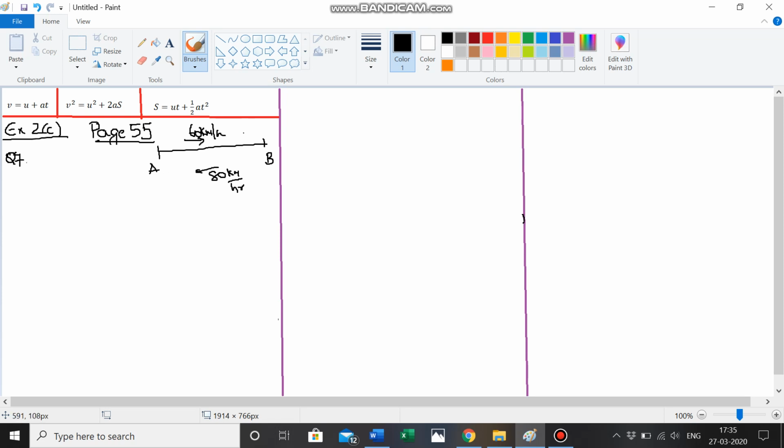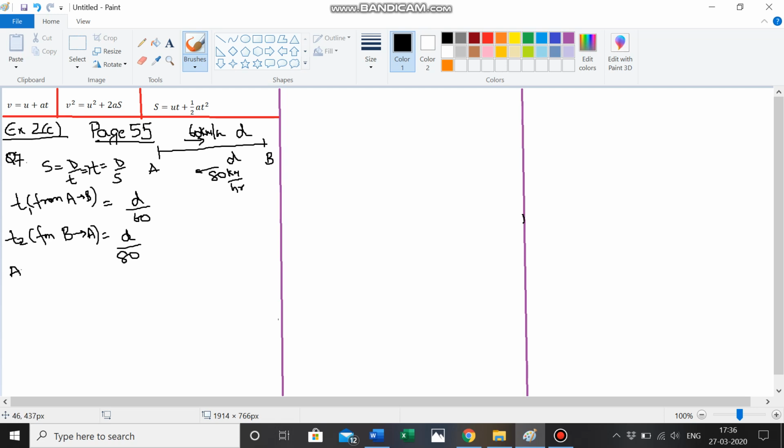Now the distance is not given, so let's take this distance as d. So obviously this distance is also d. Let's calculate t first, which is from A to B. Now I know the formula speed is equal to distance upon time, which means time is equal to distance upon speed. So distance is d, speed is 60. This is my time 1. Time 2, which is from B to A, is again distance upon speed, which is d upon 80. So this is my T1 and T2.